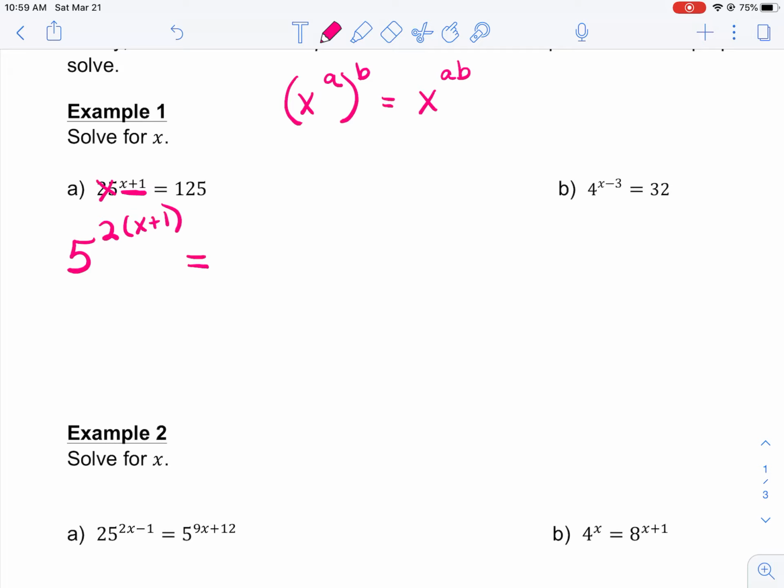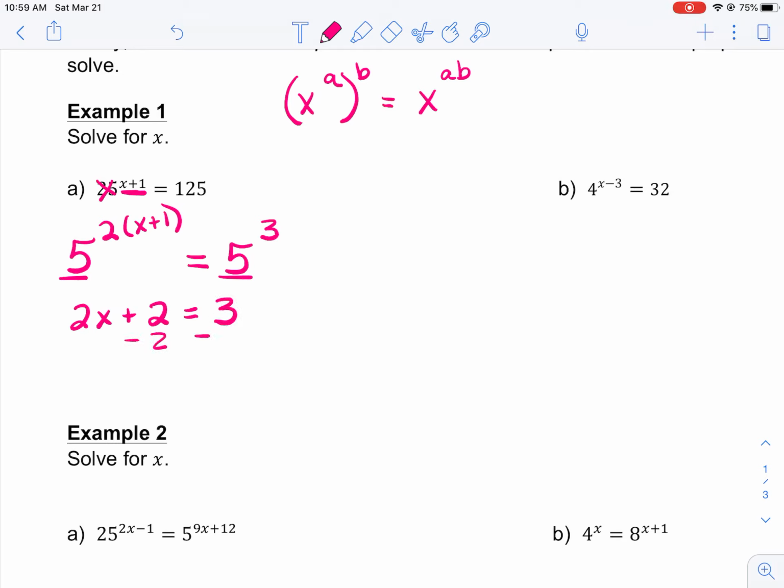Now 125, most of you will recognize that as 5 to the third power. If you don't recognize that, just use your calculator. 5 squared is 25. If you try 5 cubed, you get 125. So now we have the same base. Our goal is always to get that same base. So now we're going to set 2x plus 2, make sure you distribute, equal to 3.